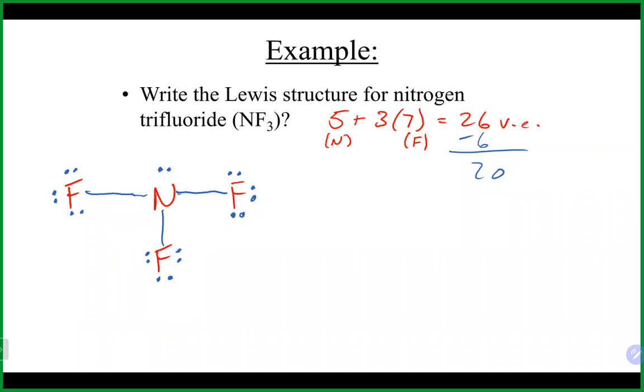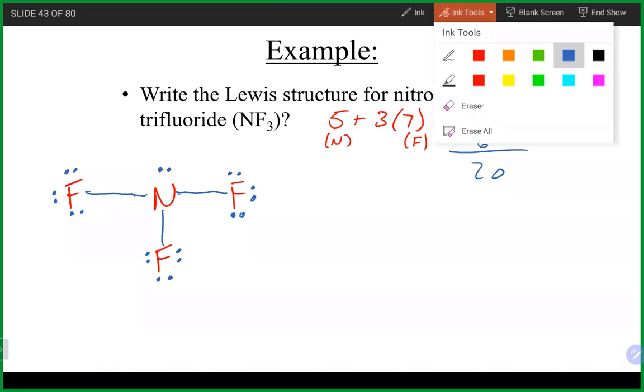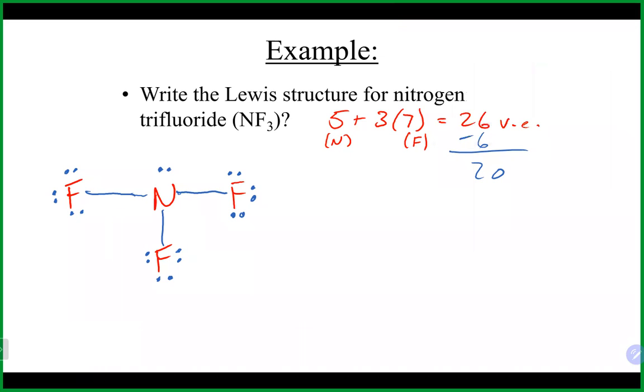Any questions so far? Now that I've put 26 electrons, what we want to make sure is that everybody has 8. Each of the fluorines, which are pretty much identical to each other, has 2, 4, 6, 8.